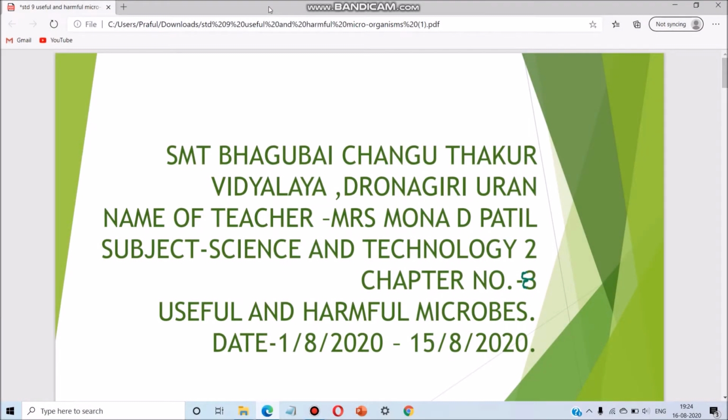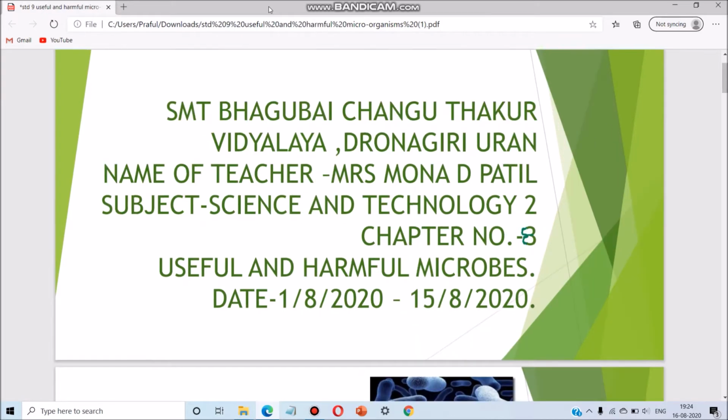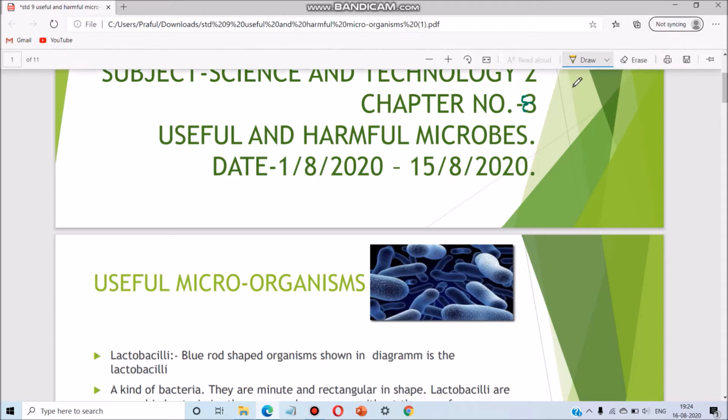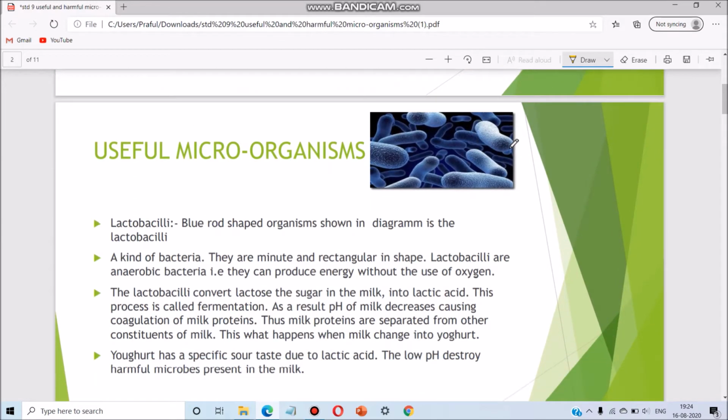We are going to learn about Science and Technology 2, Chapter 8, Useful and Harmful Microbes. You are familiar with different types of microbes which are all around us but cannot be seen with our eyes. In what way are they related to our everyday life? So let me start with useful microorganisms.